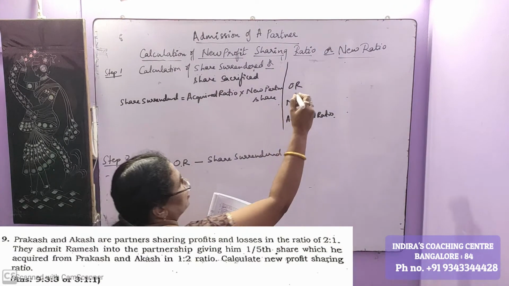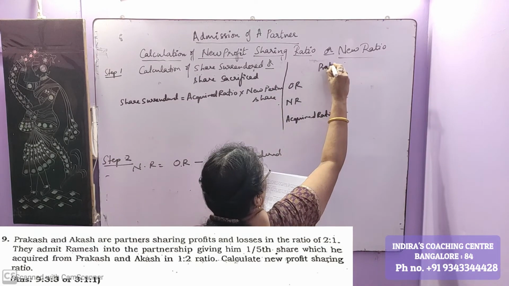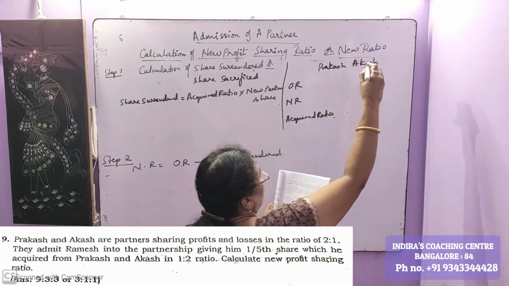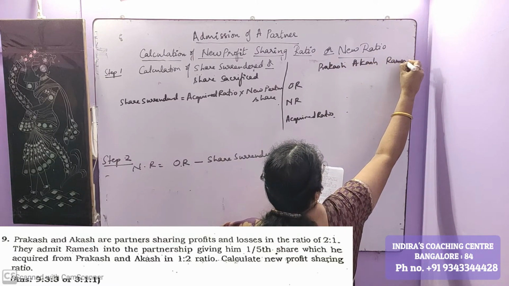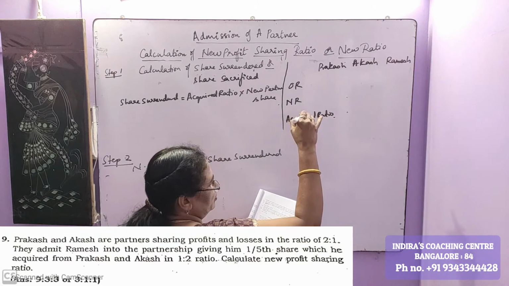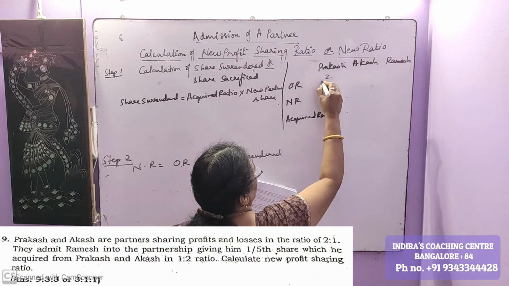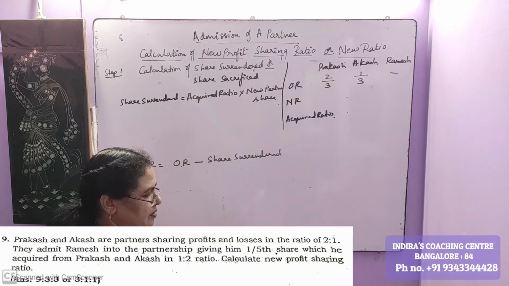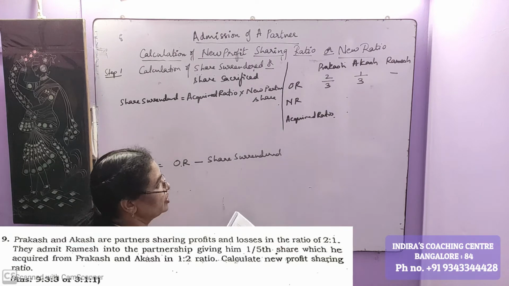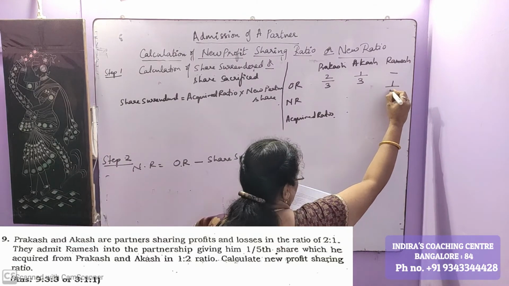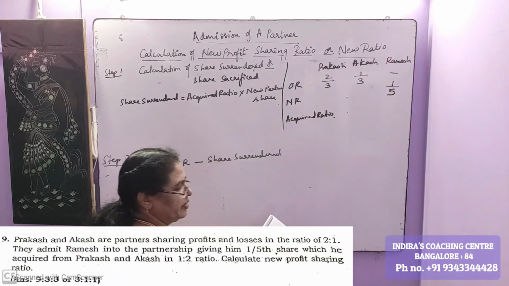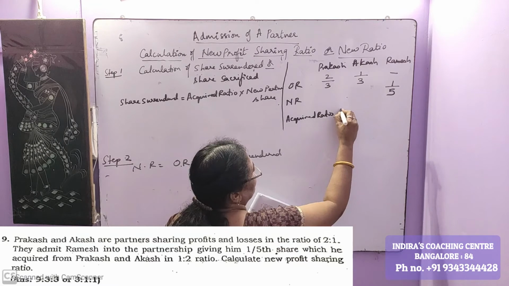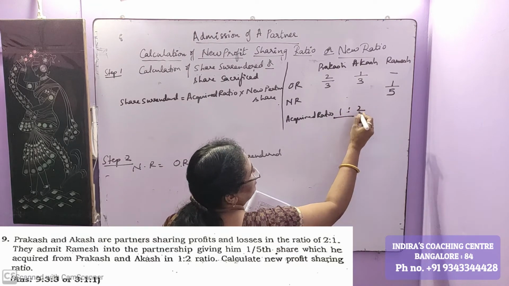Prakash and Akash, the third partner is Ramesh. Old ratio is given as 2 is to 1, so 2 by 3, 1 by 3. They admit Ramesh and his ratio is given as 1 by 5, which he acquired from Prakash and Akash in the ratio of 1 is to 2. So it is 1 plus 2 is 3.